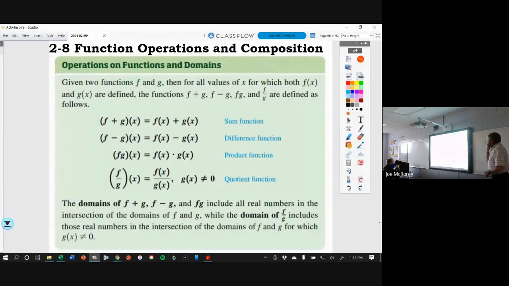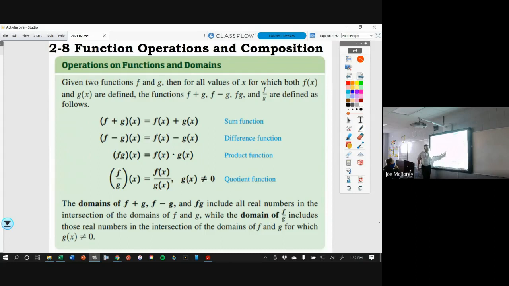So here are the things you're going to see, and most of you have already seen this. I really appreciate the fact that there are so many of you in this class that have been working on 2.8 before we even get here. This does not mean f function plus g function times x. That's not what this means. This means I'm going to take the f function of x and add it to the g function of x. I'm adding the two functions together.